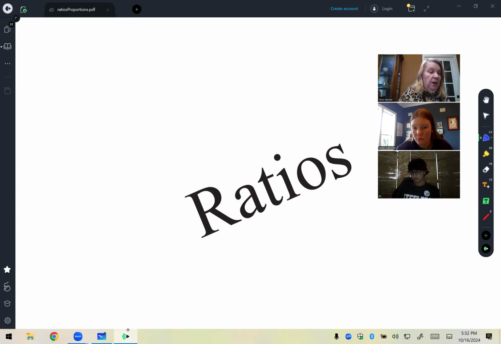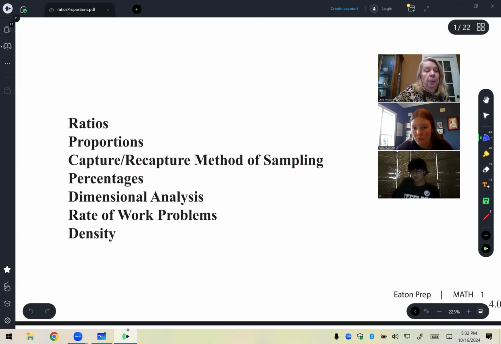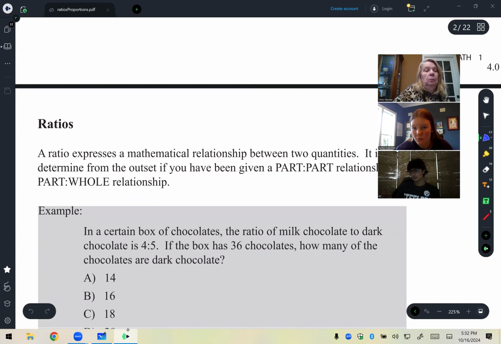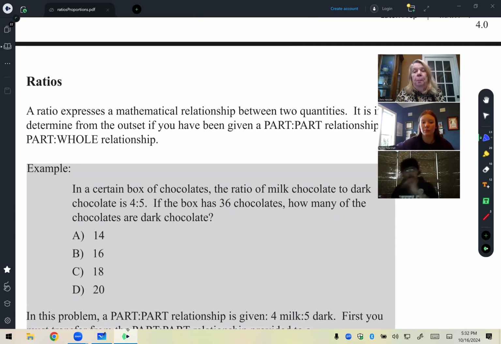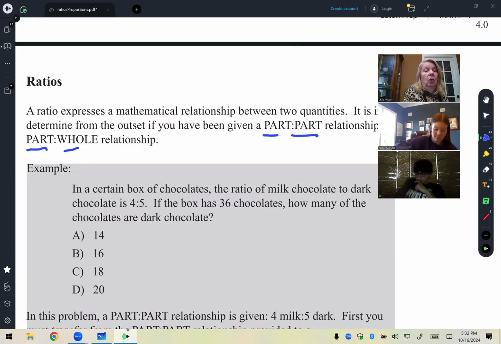So let's go to page 2. The first thing, we always start out pretty slow. The first thing in a ratio question is whether you're being given a part to part or a part to whole. So if we look at this, we have milk to dark. So they do it respectively.